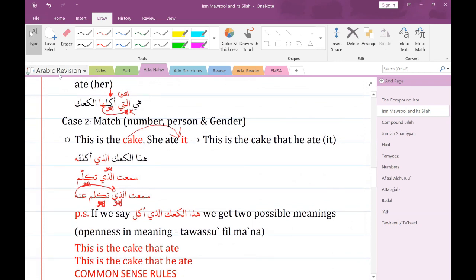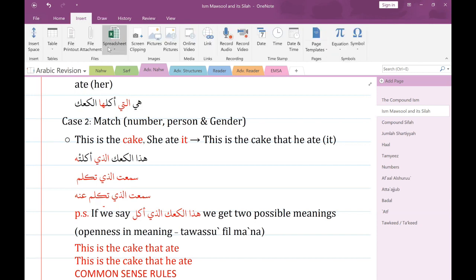I don't know if that made it any clearer. I think I need to repeat this concept a bit more. Let me clear everything so that we can all understand. So when we're talking about a'id, a'id is a pronoun that has to match with the Ism Mawsool, because that's the thing that is being discussed. Okay, so it has to match. The mismatch can happen with the verb in the Silatul Mawsool. That's where the mismatch happens. So if I say سمعت, I heard الذي تكلم, the one who spoke.